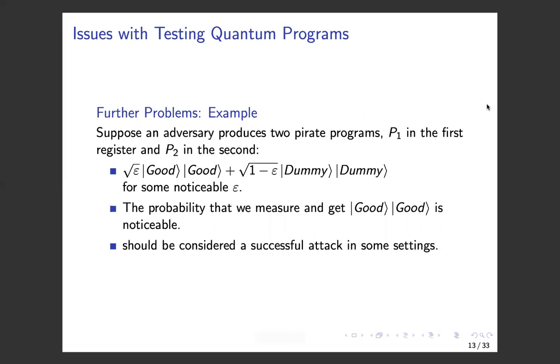And next, we give an example. So here, an adversary produces two pirate programs. We say P1 in the first register and P2 in the second. And these two programs are entangled in a way that with epsilon probability, which is a noticeably large epsilon, we get both programs as good. And in the rest of the cases, we get both programs as dummy. So the probability that we get good is noticeable, and this should be considered a successful attack in some settings. How do we capture such a successful attack?